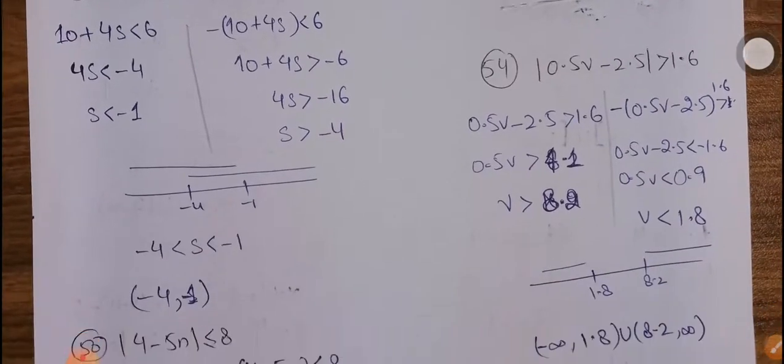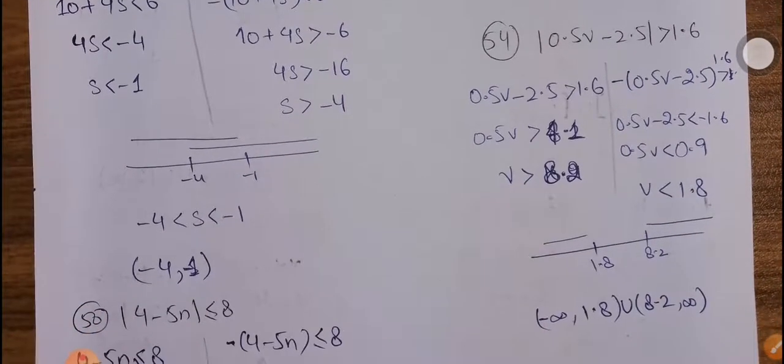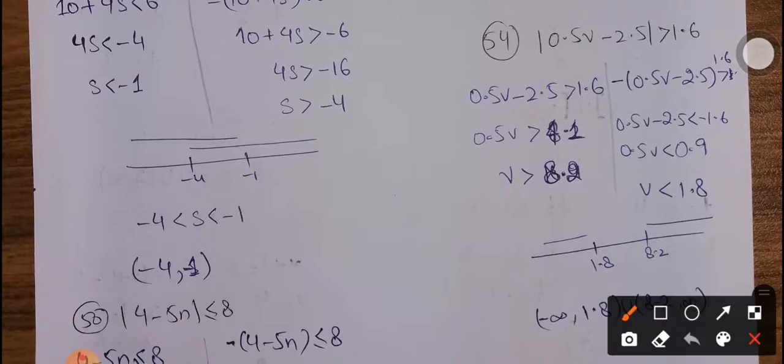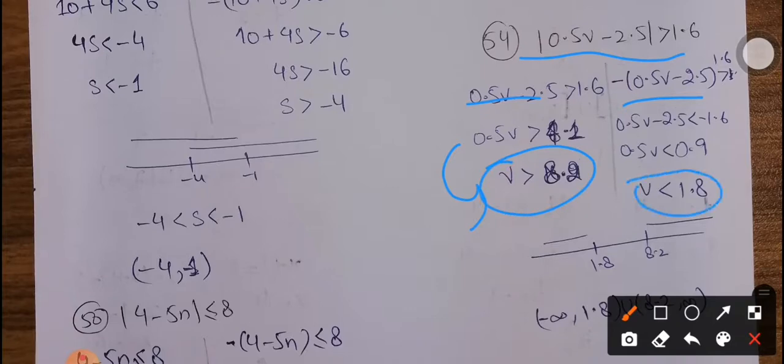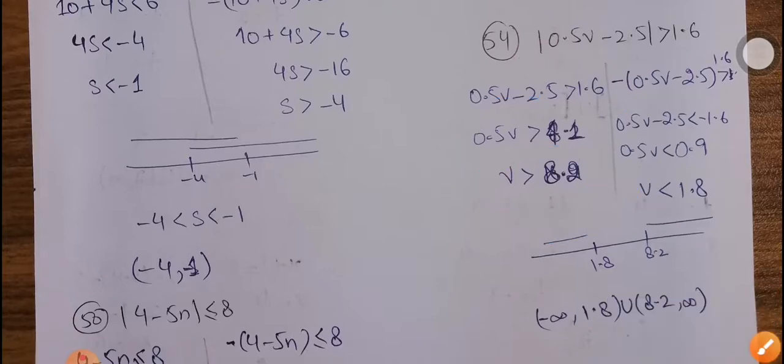Then we have question number 54, absolute value of 0.5 v minus 2.5 is greater than 1.6. So we have to solve this, one time positive, one time negative, and this will give us v greater than 8.2, and this will give v is less than 1.8. It means it is going to be a union of the two intervals.